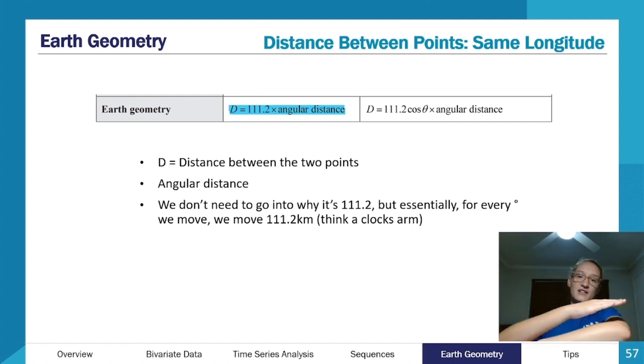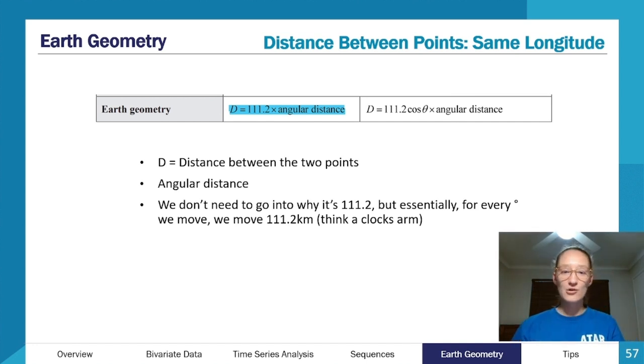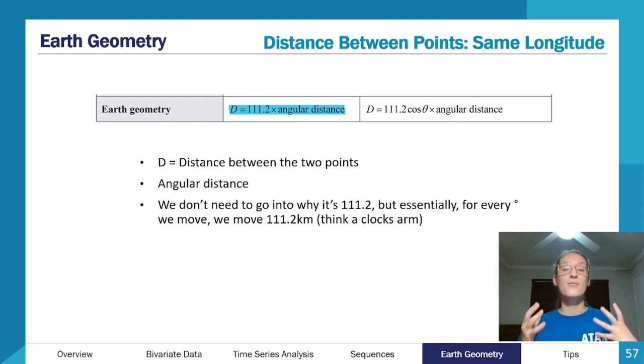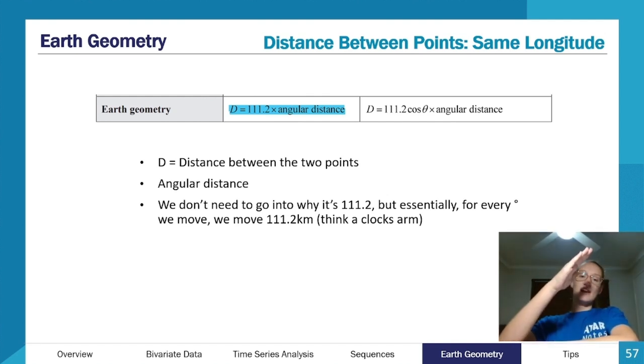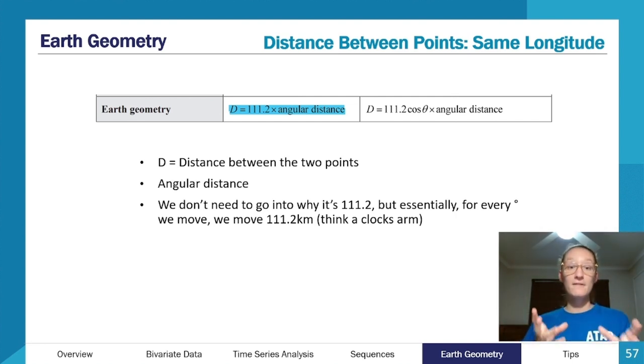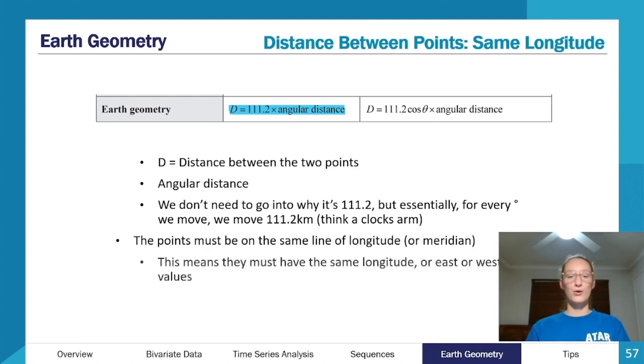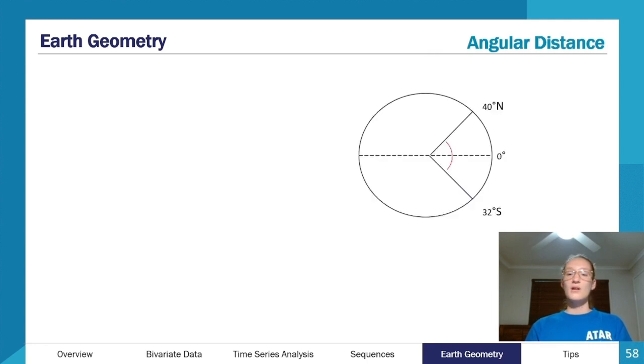So just 1 degree in elevation from the equator means that we're moving 111.2 kilometers. If I move 50 degrees in elevation, I need to do 50 times 111.2 to find out how far we've actually moved, how far we have between those two points. And again, this is for when we have two points on the same line of longitude. So let's have a look at this for example.